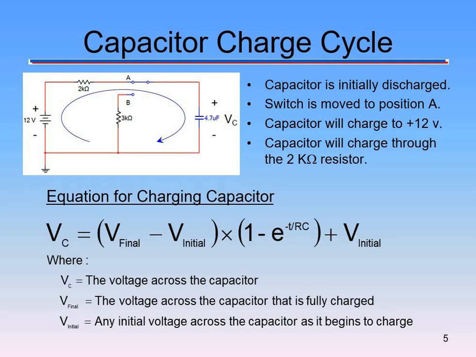We have a 12 volt DC supply on the left hand side. We got a 2 kilo ohm resistor. We have a switch. That switch toggles between A and B. Alright, and B is a 3 kilo ohm resistor.